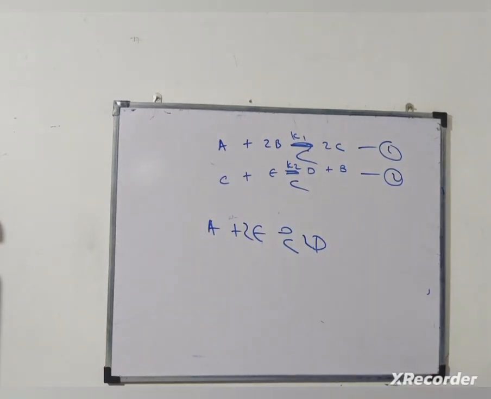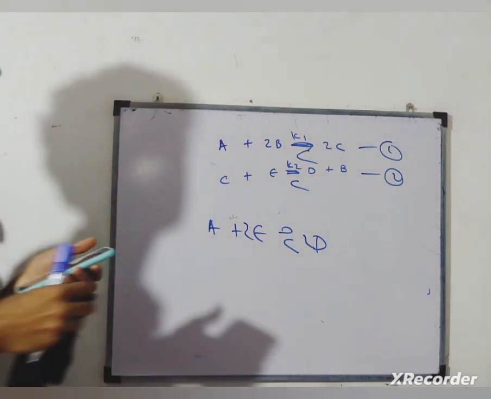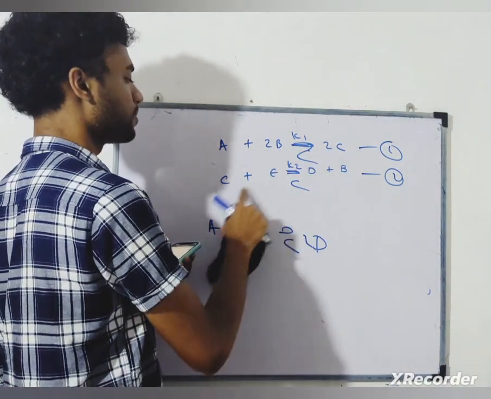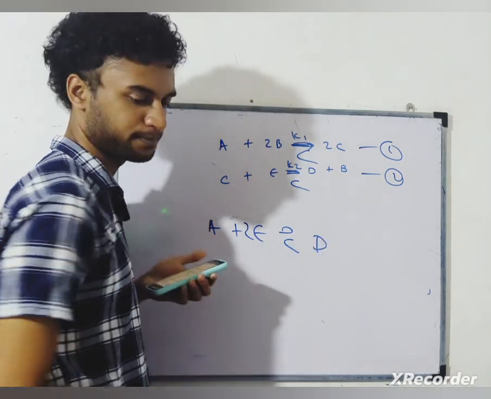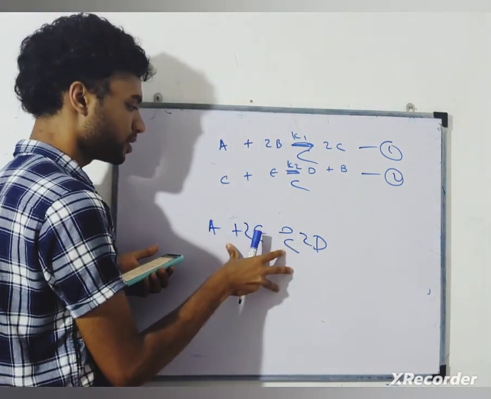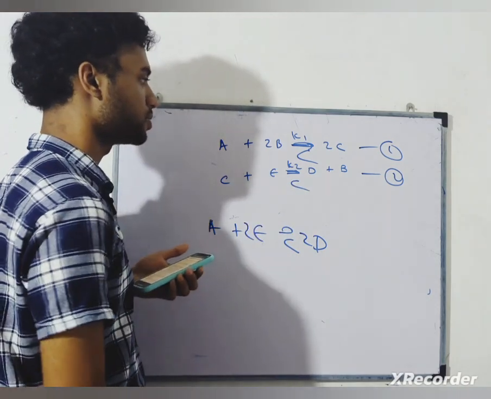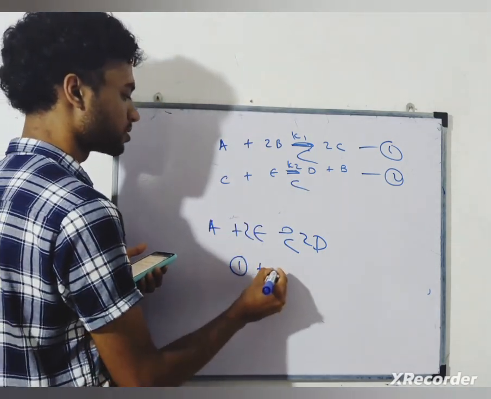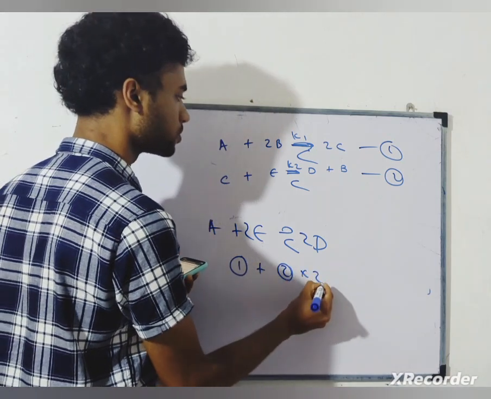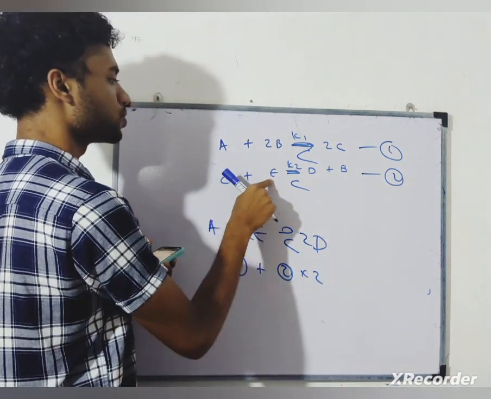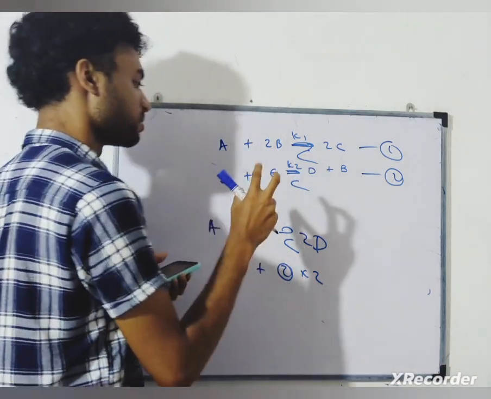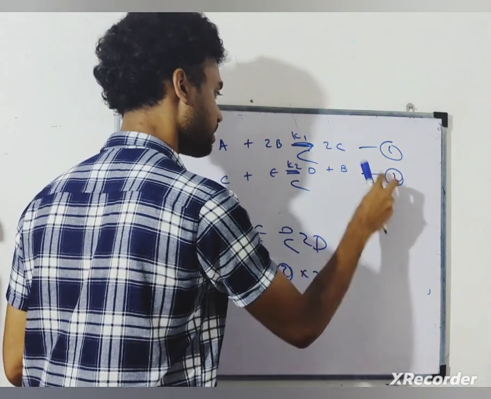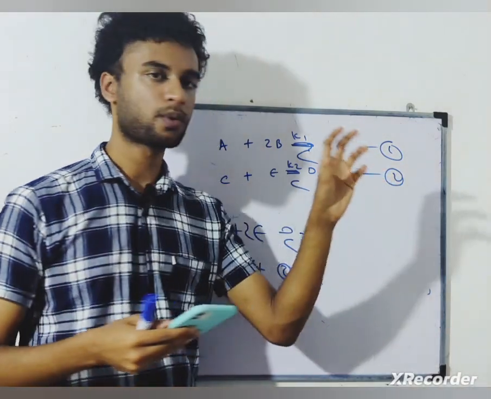Now listen, I'm going to give you an example to easily solve question number 15. Here we have A plus 2B becoming 2C, C plus E becoming D plus B, A plus 2E becoming 2D. I want to get this equation from these two equations. What can I do? I should add the first equation to the second equation multiplied by 2. If I multiply this by 2, I get 2C plus 2E becomes 2D plus B.